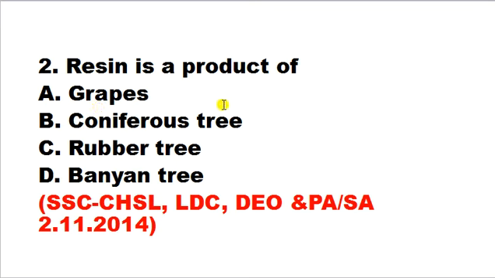Resin is a product of grapes, coniferous trees, rubber trees, banyan trees. So friends, resin is a product of coniferous trees. Coniferous कौन से होते हैं? Most of the species of Pinus trees are coniferous trees, and resin is isolated from those coniferous trees. Resin क्या है? It is a hydrocarbon secretion of many plants. जो हाइड्रोकार्बन सिक्रीशंस होती हैं, organic carbons, that are secreted from the coniferous trees.